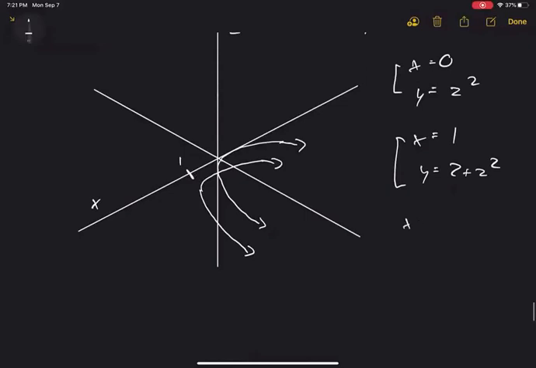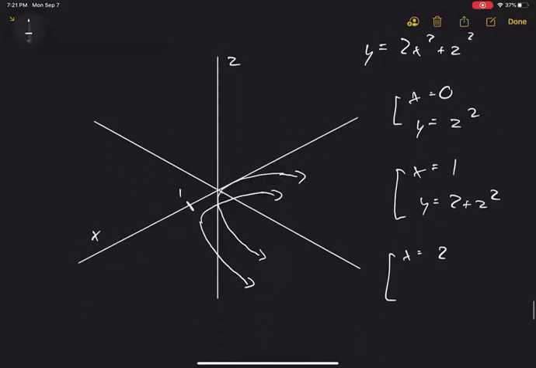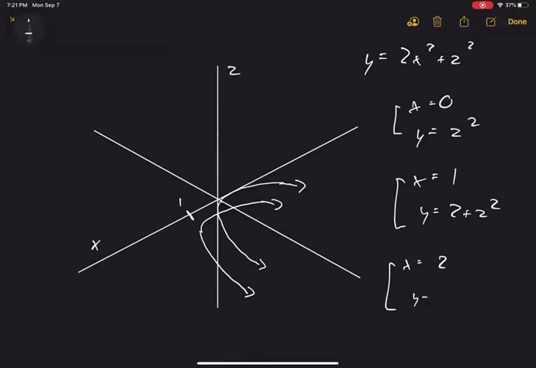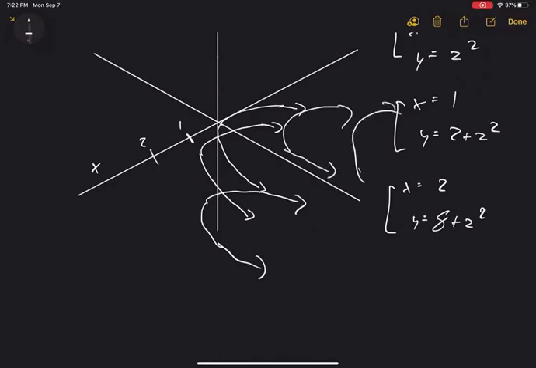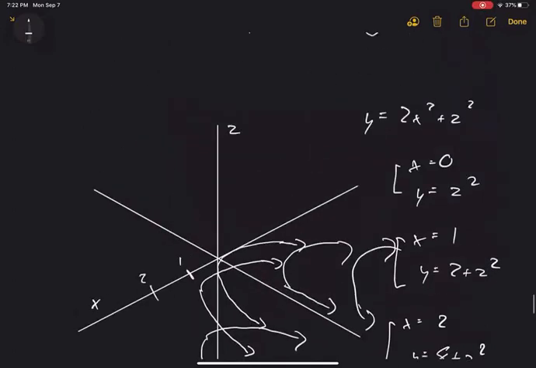How about x equals 2? My equation would become y equals 8 plus z squared. So this is another parabola that's been shifted way this way. And then I get a mirror image of parabolas on this other side. So kind of funky.